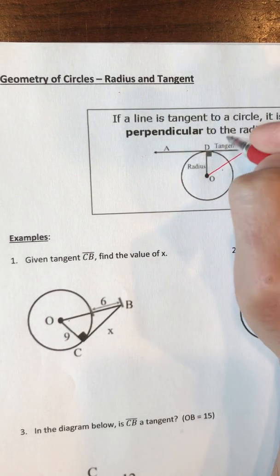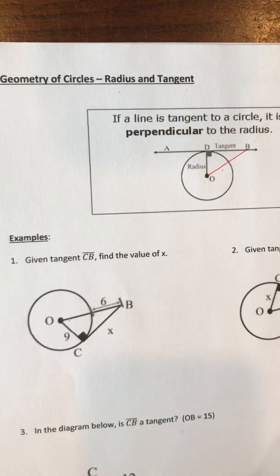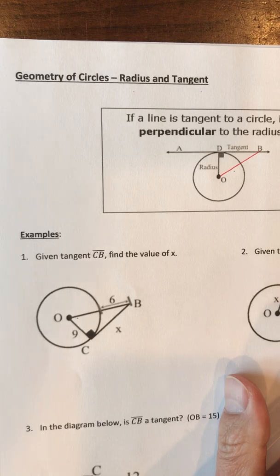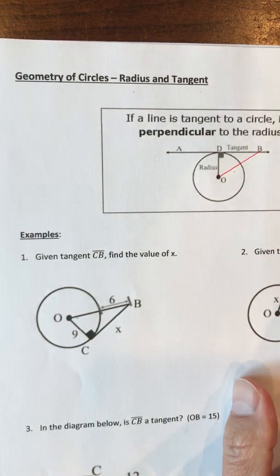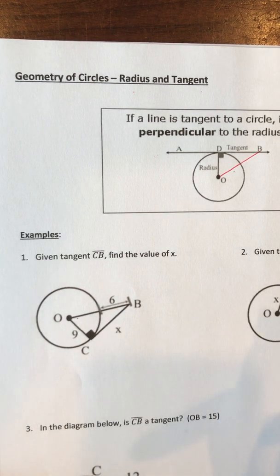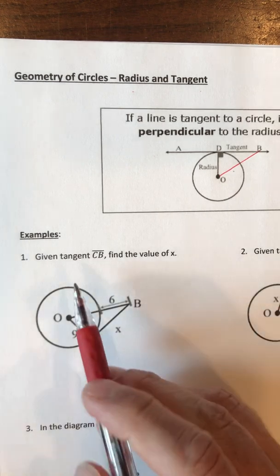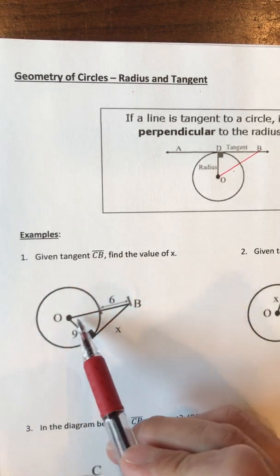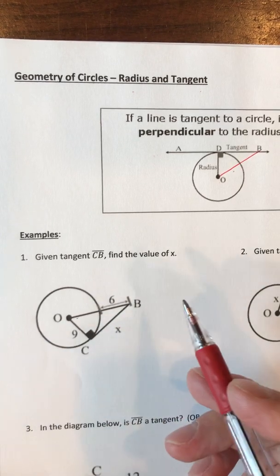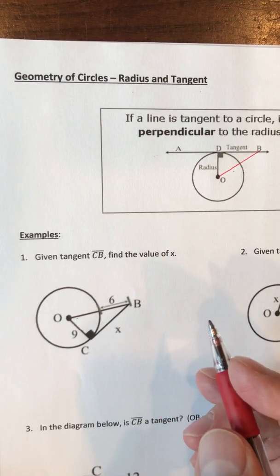And if you're given two of these sides, basically you're going to have to use Pythagorean's theorem to find the missing side. More or less, that's what it's going to be for some of them. All right, here we go. So, given tangent CB and radius OC, find the value of x.